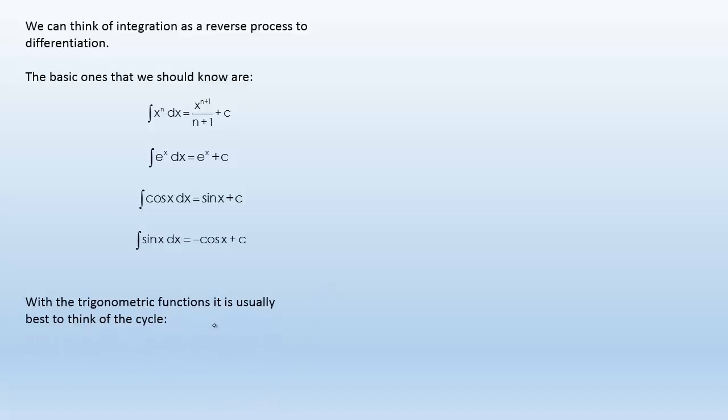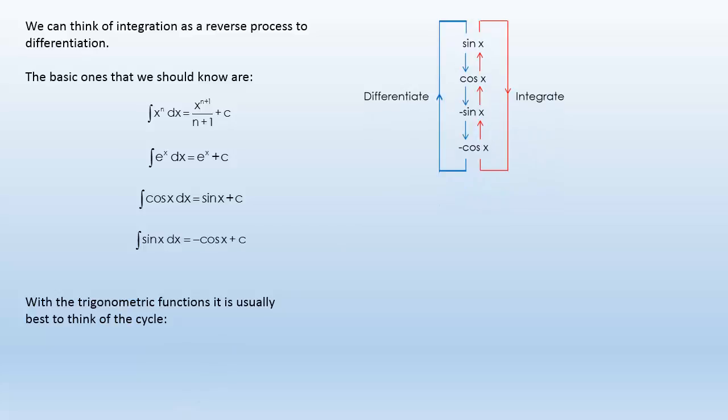With the trigonometric functions, it's usually best to think of the cycle that we can see here. So the differentiation sequence is sine to cos to negative sine to negative cos and then back around. So the integration sequence is just in the other direction. So for trigonometric functions, remember this cycle. Get it on any page of notes that you have and memorize it, because it will probably come up in non-calc. So really important, and it can save you a lot of time wondering what's going on if you just remember the cycle.